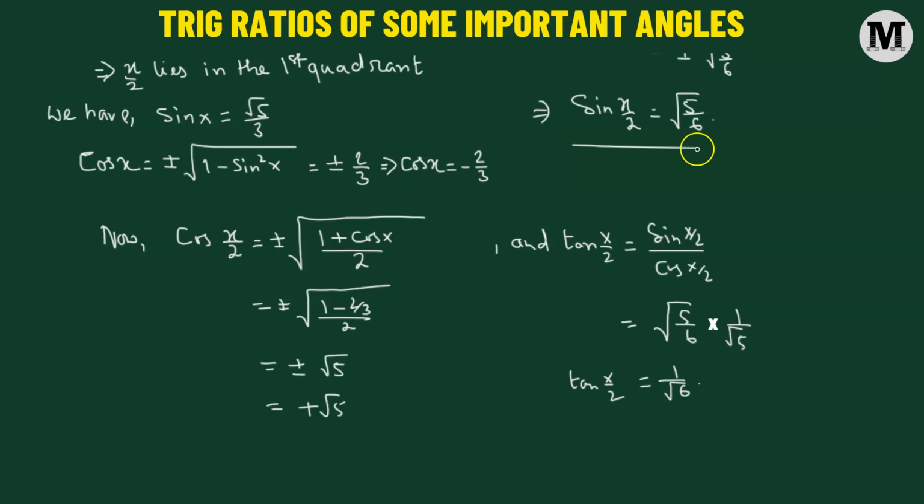So we found out the value of sine of x over 2. That's square root of 5 over 6. Cosine of x over 2, that's square root of 5. And tangent of x over 2, that's 1 over square root of 6.